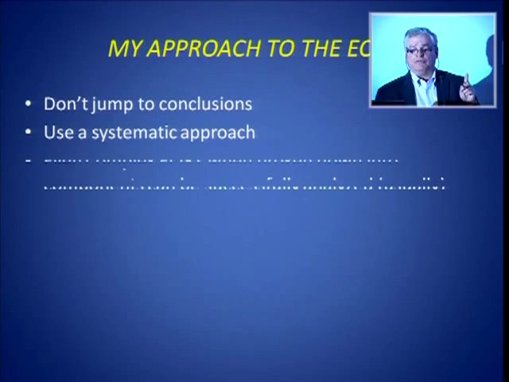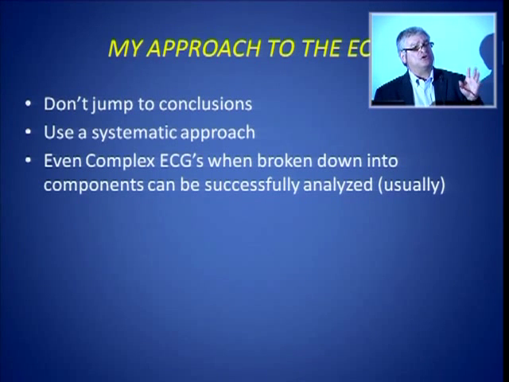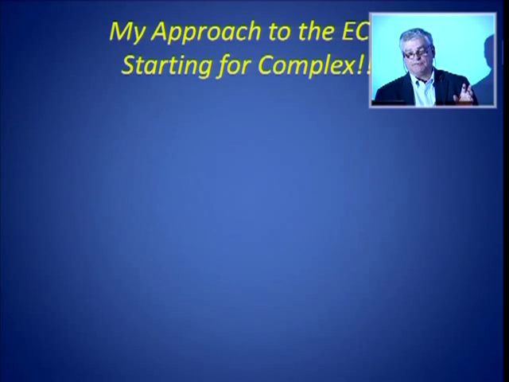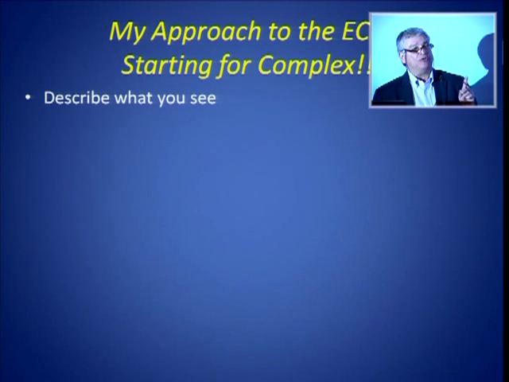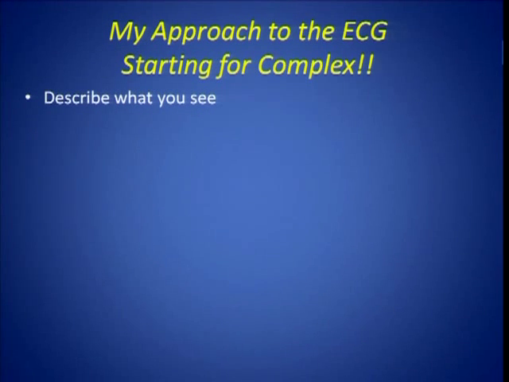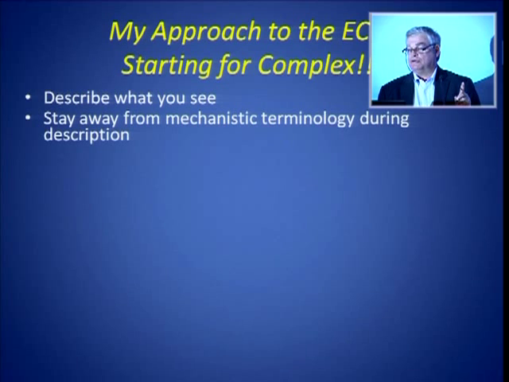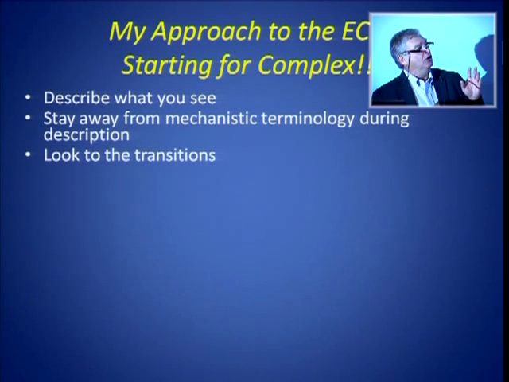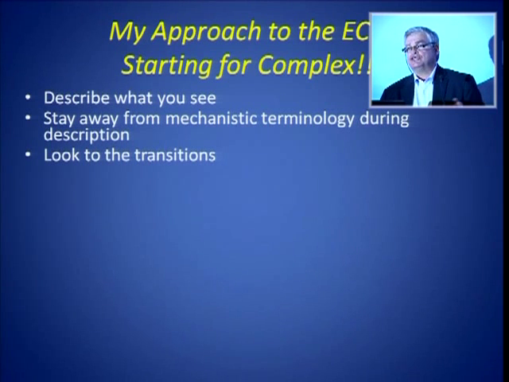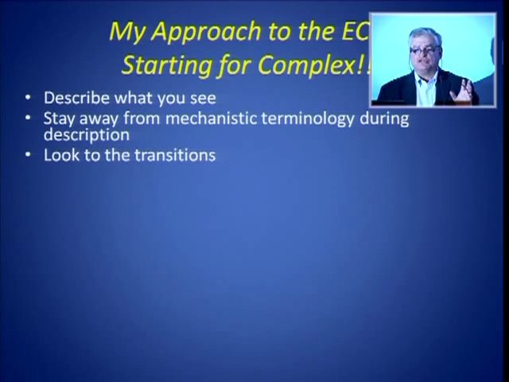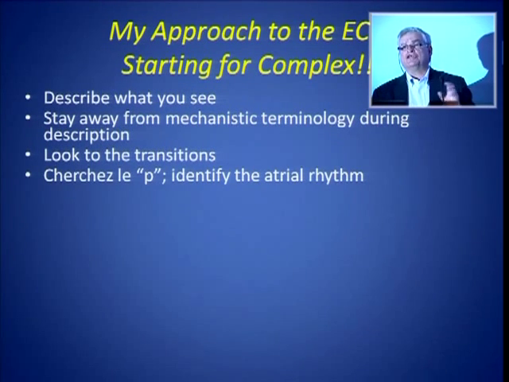So you first describe. You don't use terminology that is diagnostic. When you break it down into its components, you can usually come up with a reasonable answer. Describe what you see. Remember, you have to describe. You shouldn't try to analyze too quickly. Stay away from mechanistic terminology while you're describing. Look for the edges. Look for the transitions. When you see a rhythm change, when you see a pause, look there, because the answer often resides in those spots.